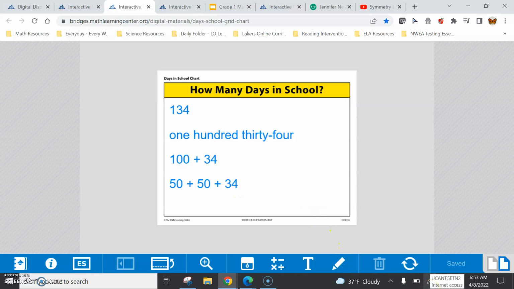Can you think of a math fact that would equal 134? I challenge you each day that we do these to write down at least one fact that equals the number of the day.